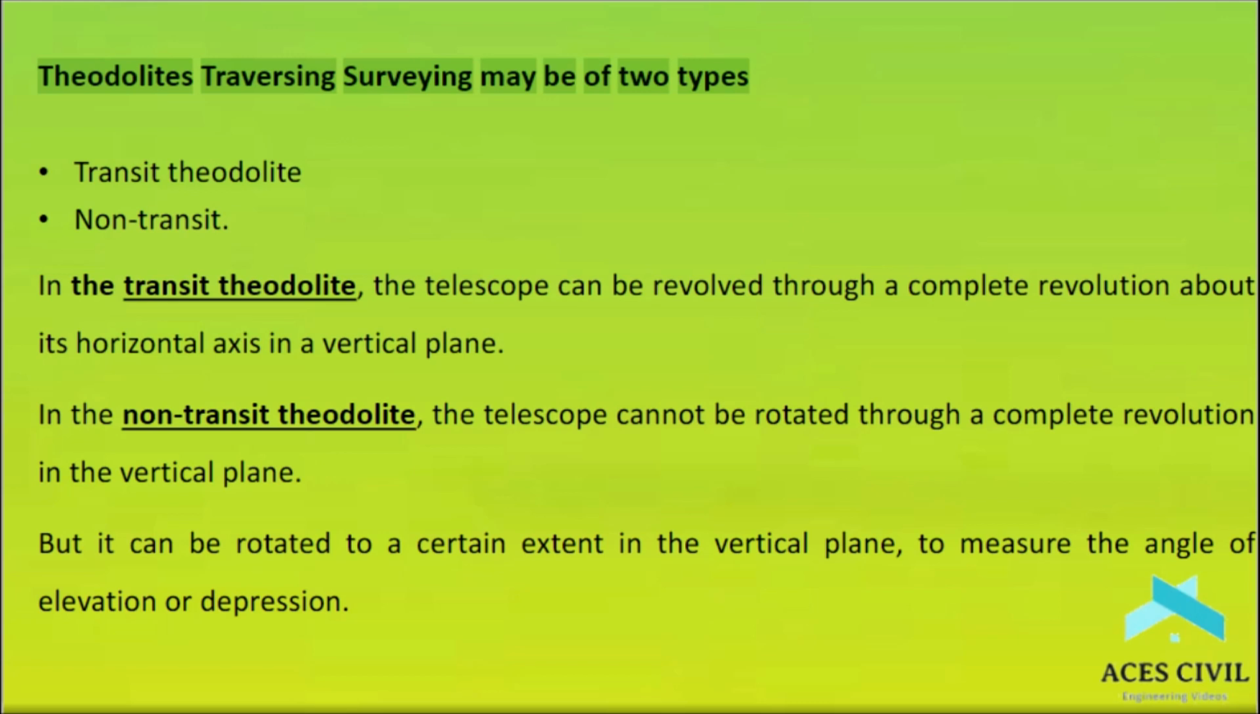Theodolite traversing surveying may be of 2 types: transit theodolite and non-transit. In the transit theodolite, the telescope can be revolved through a complete revolution about its horizontal axis in a vertical plane. In the non-transit theodolite, the telescope cannot be rotated through a complete revolution in the vertical plane, but it can be rotated to a certain extent in the vertical plane, to measure the angle of elevation or depression.